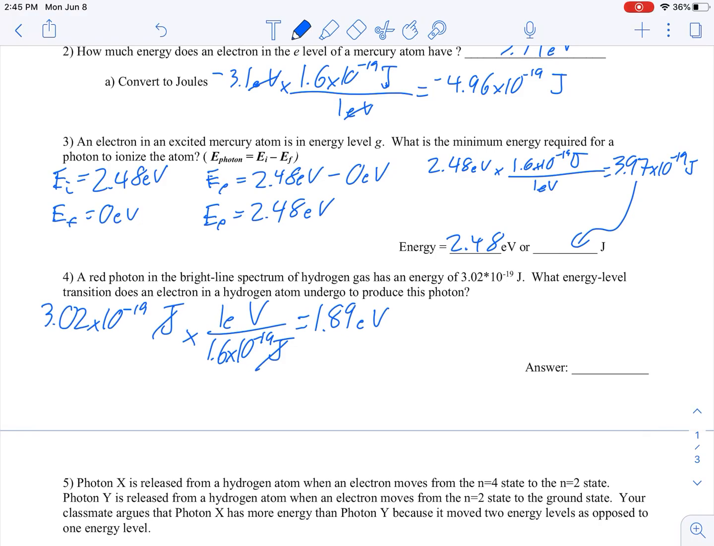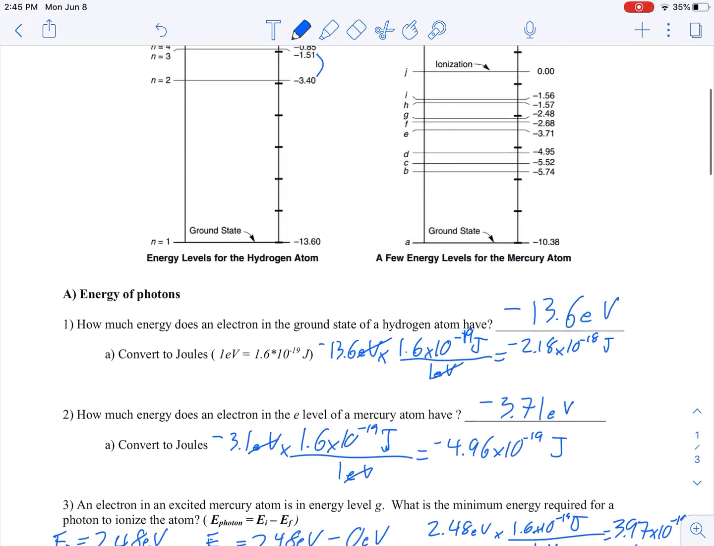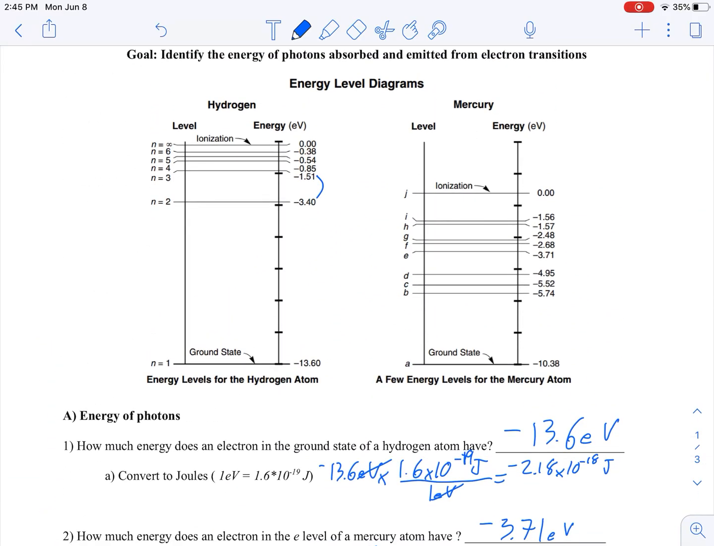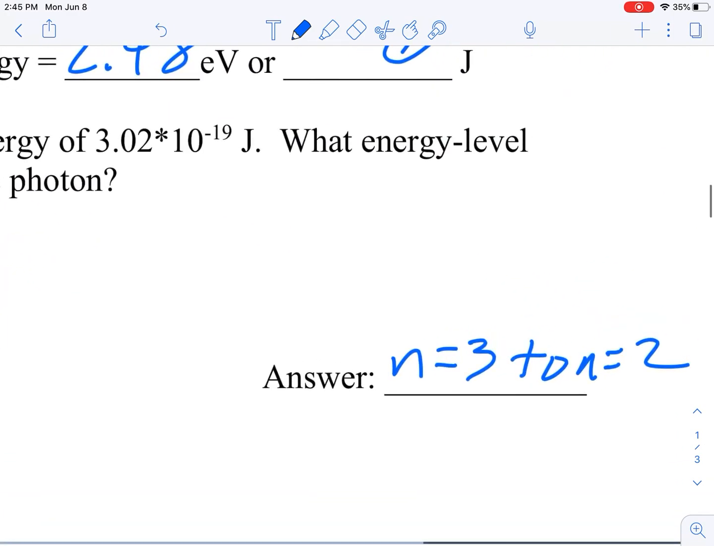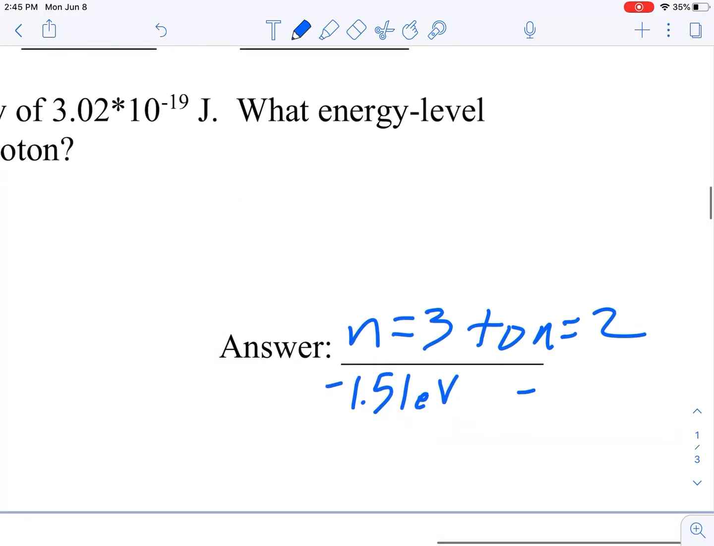Now is it absorbed or emitted? We're producing the photon, right? So we're losing energy. So that's from n equals 3 to n equals 2. Because at n equals 3, we had negative 1.5. At n equals 2, we had negative 3.4.